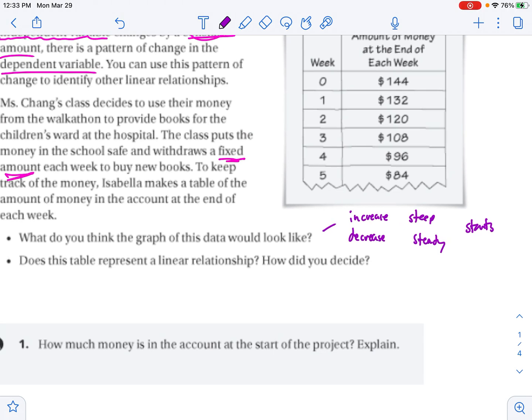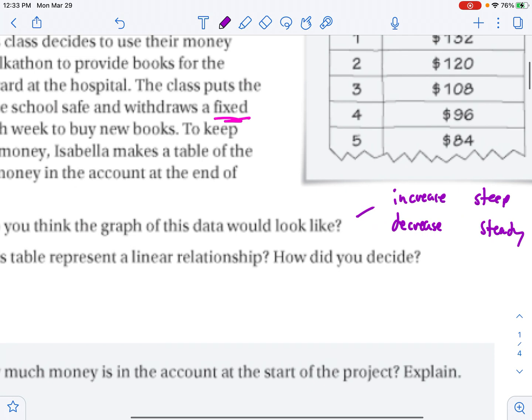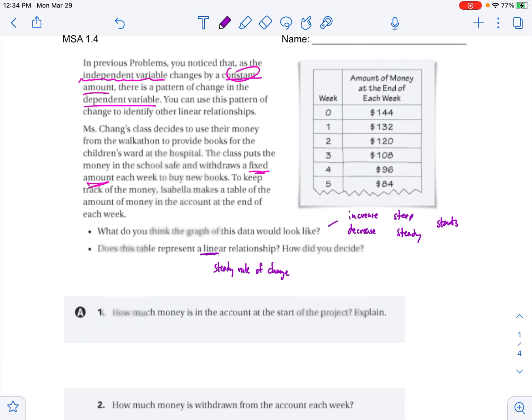And does this table represent a linear relationship? So you're going to look and see. Linear. Now what I like about the word linear is you can see the word line in it. So if we graph this, is this going to make a nice straight line? If it's a straight line, then yes, it is linear. And you can tell it's a straight line if it has a steady rate of change. So if this is changing at a steady amount, then it will be a straight line, which means it will be linear.